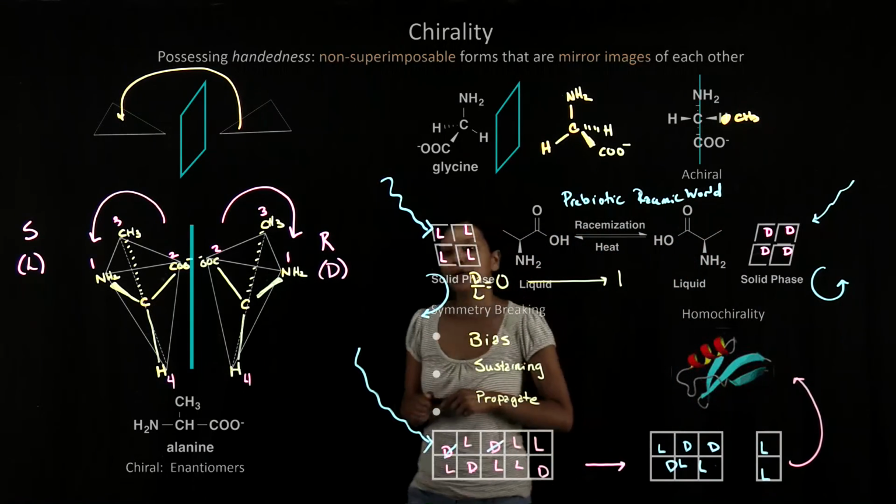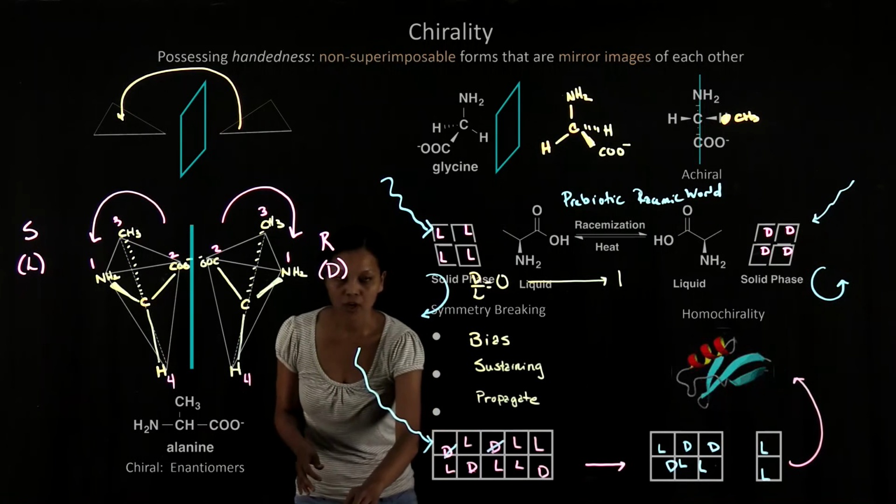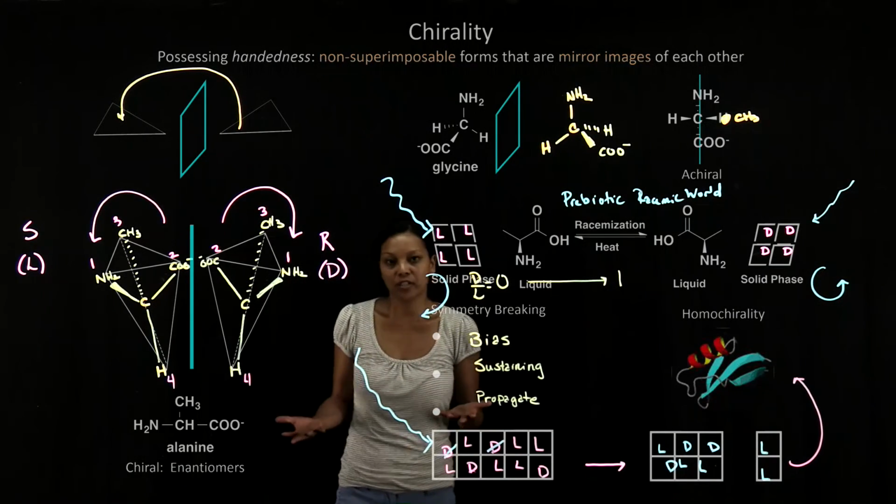And once we get there, we're able to possibly look into ways in which this homochiral polymer could have organized into what we consider today modern life.